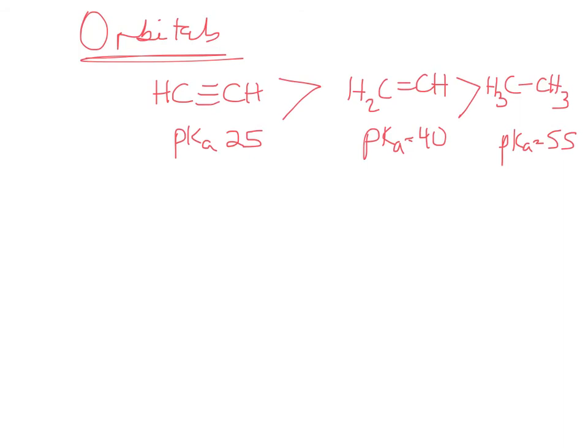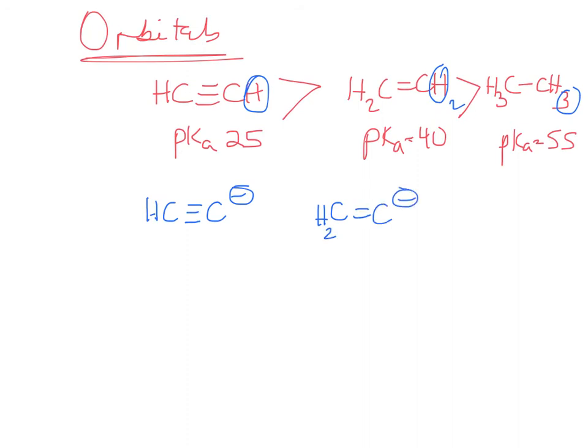Well, it kind of goes back to what you would get when you actually lose one of these protons. This is CH2. When you lose one of these protons, in the first case, you're going to end up with the acetylide ion. In the second case, you would end up with a vinyl carbanion. In the third case, you would end up with CH2 with a negative charge as a carbanion. So now we are asking the question, where is this negative charge? Where is this additional electron held?